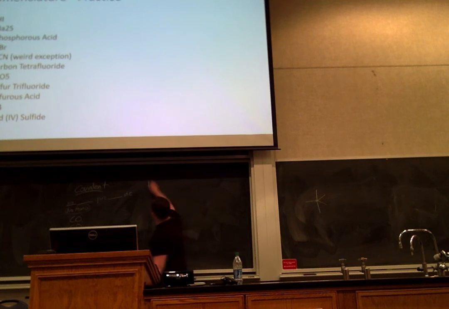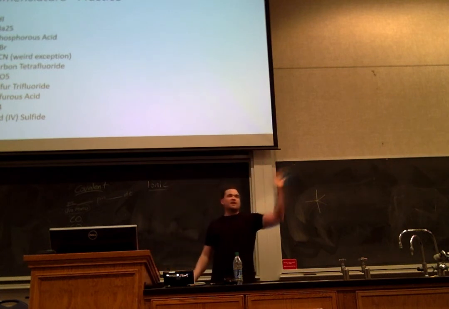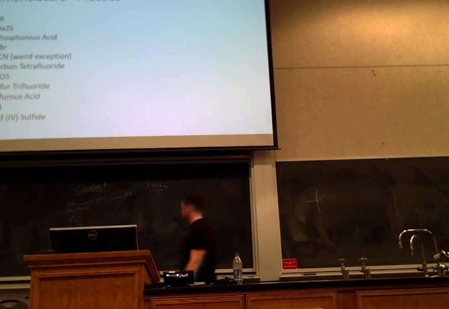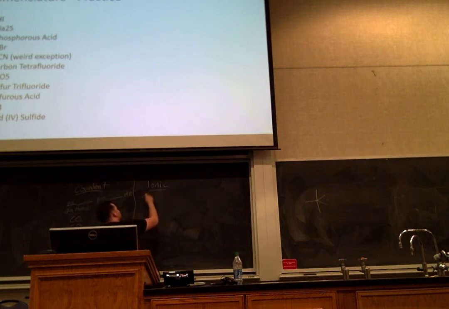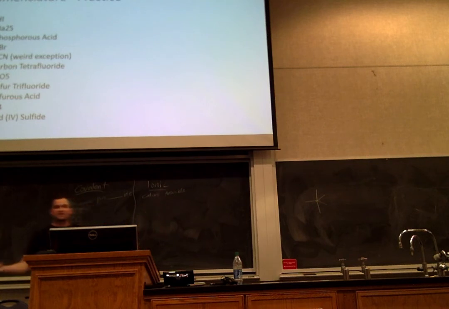So now let's do ionic. You've got your simple metals with nonmetals, left side of the periodic table to right side of the periodic table. How you do those is you go cation, and then anion with ide. So, NaCl, sodium chloride. Easy, right?